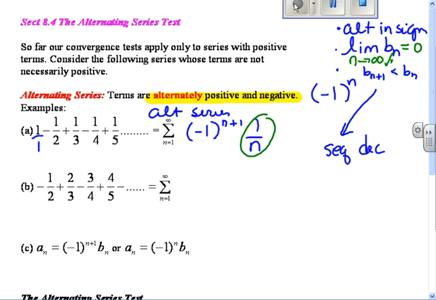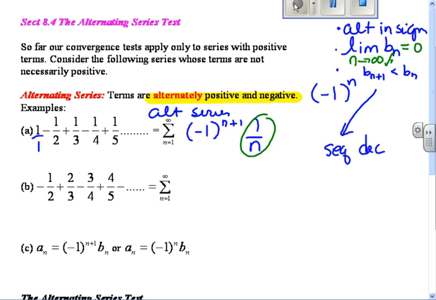So this one will converge because it's alternating in sign. The limit of 1 over n goes to 0, and it's getting smaller. 1/5 is smaller than 1/4. I can't make it any simpler. You're looking for alternating signs, and the limit of the sequence itself has to be 0. But that's no different than our very first one over here. So if it's not 0, you're done. Divergence. It's got to go to 0.